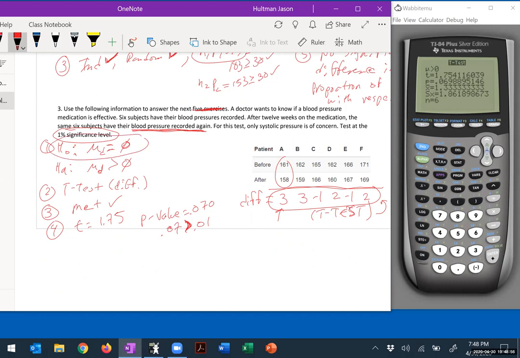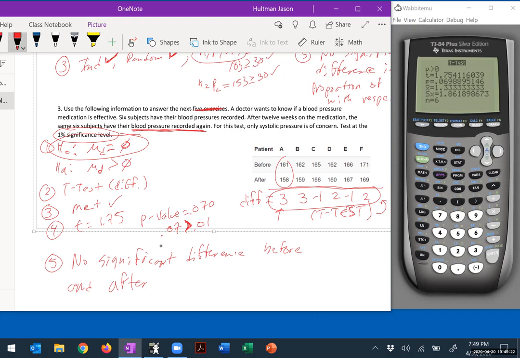which tells me to do what? It tells me that there was no significant difference. So no significant difference before and after the medication. So obviously the medication did not work to lower the blood pressures. Okay, at least not significantly enough to say that it was good.